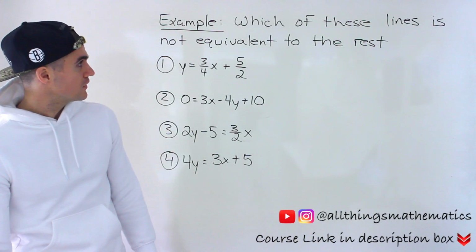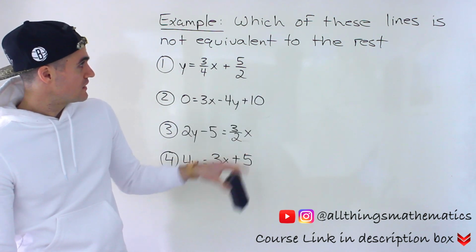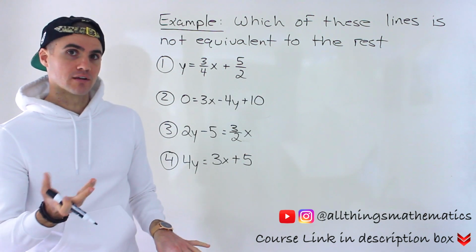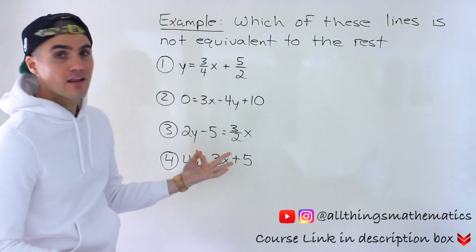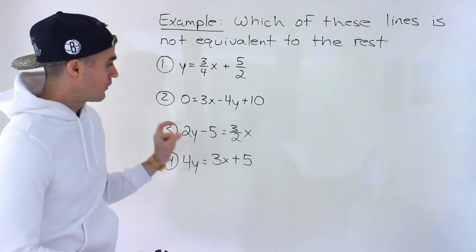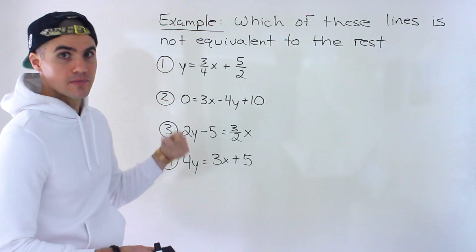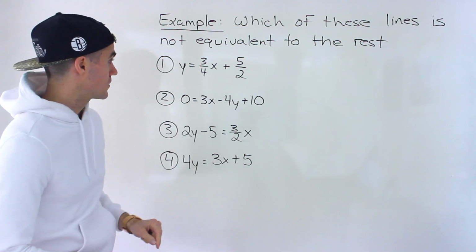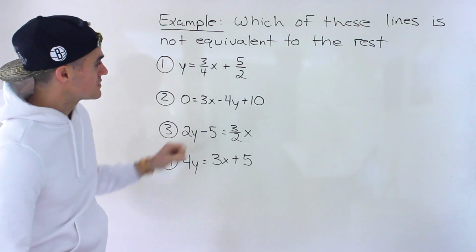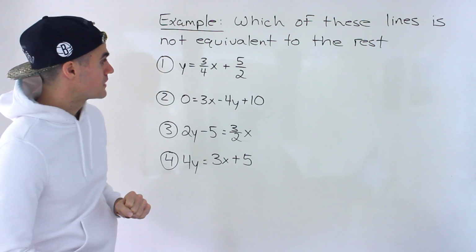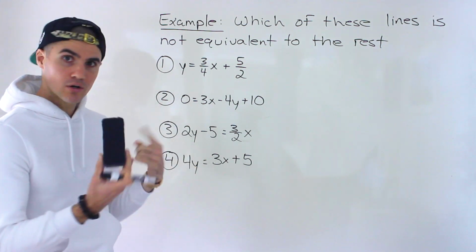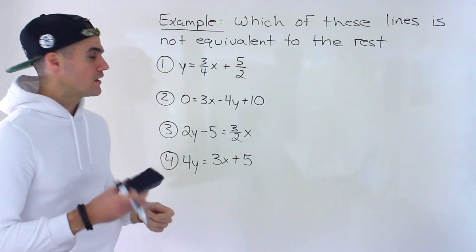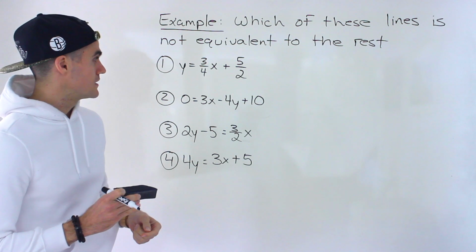So we have to figure out which of these lines are not equivalent to the rest. Basically we have 4 lines here. 3 out of the 4 lines are going to be the same, and one of them is not going to be the same as the others. We have to figure out which one it's going to be. And notice that all of these are in a different format. The way you do this kind of question is you want to take all of the lines, put them in the same format, and then from there you could tell which one is going to be different.